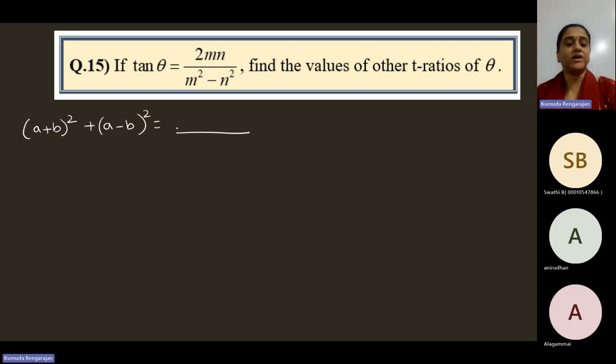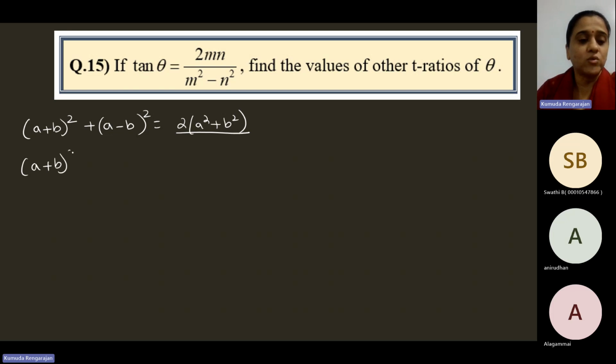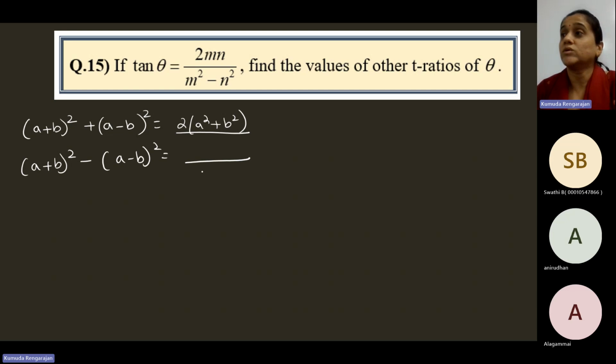Very good. 2 into A square plus B square. A plus B the whole square plus A minus B the whole square is equal to 2 of A square plus B square. Now what is A plus B the whole square minus A minus B the whole square equal to? 4AB. Okay.